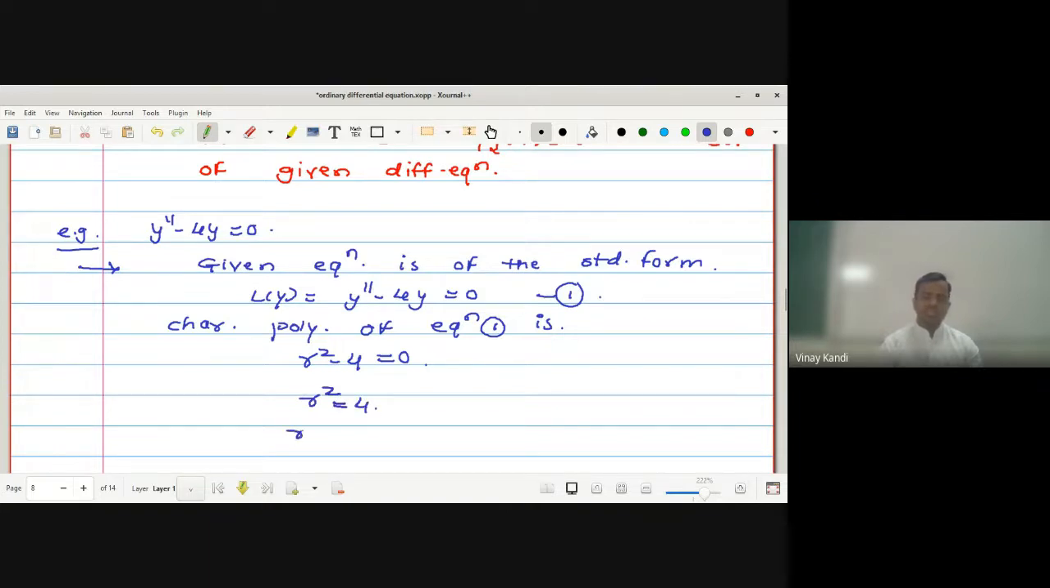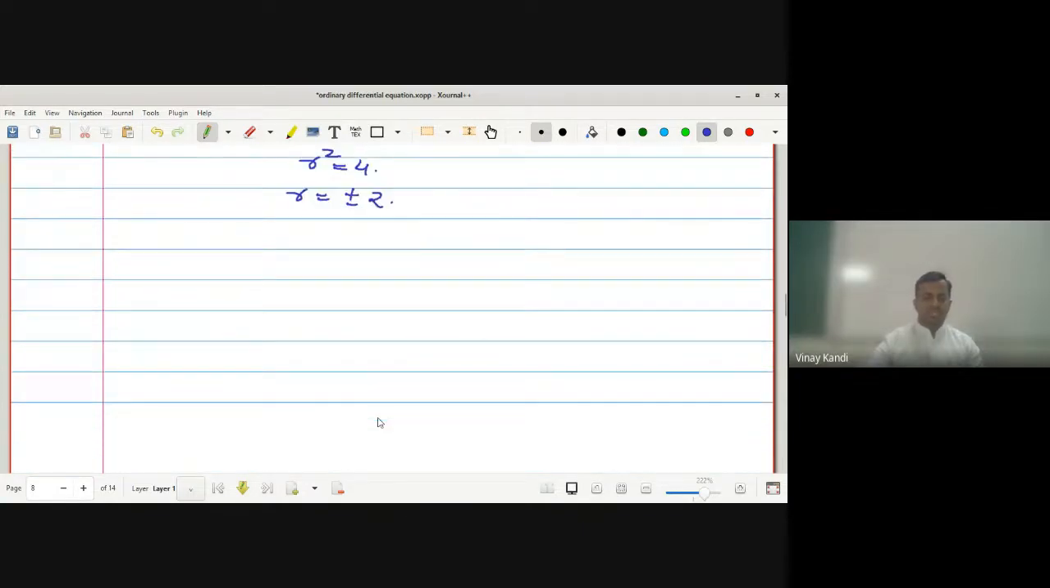What is r square equals 4, then what are the possibilities of r: plus and minus 2. Hence here the roots are distinct. Hence, phi 1 of x is equal to e raised to r1 x, which is equal to e raised to 2x, and phi 2 of x is equal to e raised to r2 of x, which is equal to e raised to minus 2x. Okay?